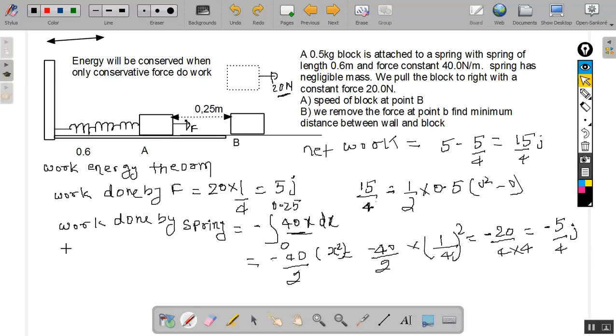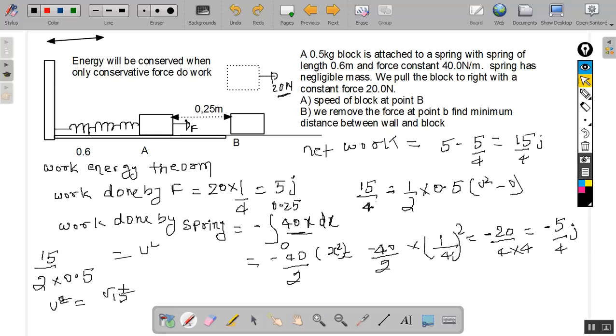Okay, let me write here. Okay, you can see it. So here 15/2 into 0.5 is equal to v square. So if you see here, v square is basically root 15. Okay, v is equal to root 15. So we have found it.